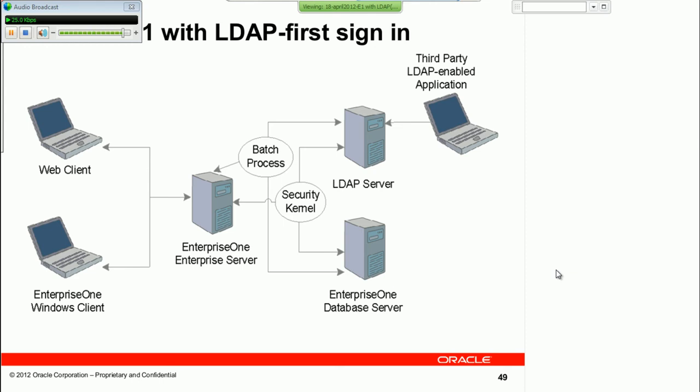This gives us a little show of how it works. Say a user on a laptop is logging in to EnterpriseOne. The EnterpriseOne security kernel, if LDAP is activated, heads over to the server that you've already configured. LDAP gives the go-ahead for the user to log in, and a new account is created with the default user information.